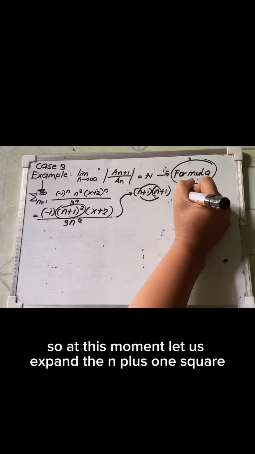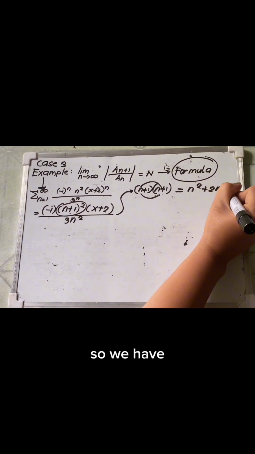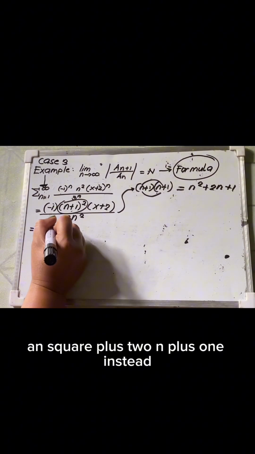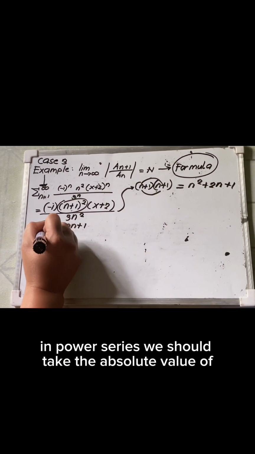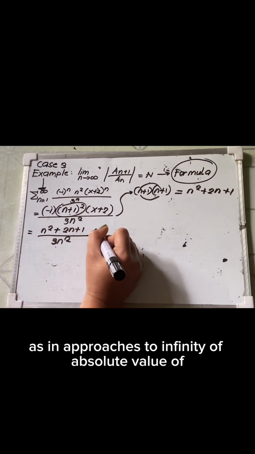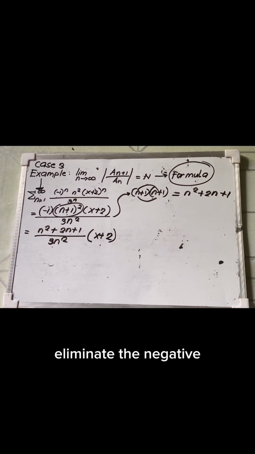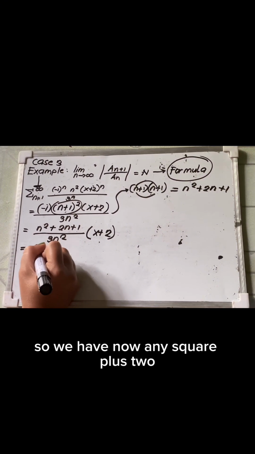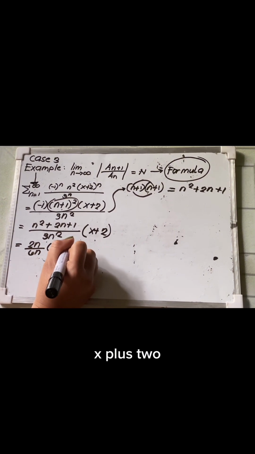So at this moment, let us expand the n plus 1 squared. So we have n squared plus 2n plus 1 instead. Since in power series we should take the absolute value of the limit as n approaches infinity of the absolute value of a sub n plus 1 all over a sub n, we can already eliminate the negative 1 from the problem. So we have now n squared plus 2n plus 1 all over 3n squared times x plus 2.